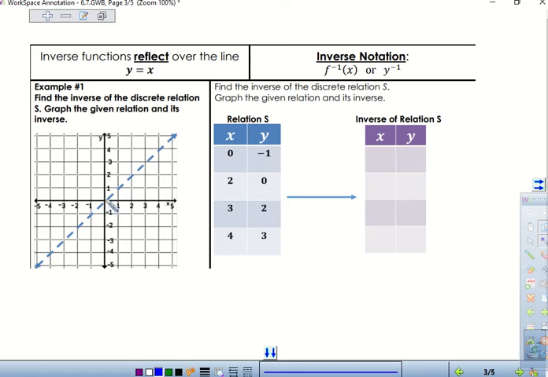So you're going to go ahead and plot those points. And you should end up with something that looks like this. And you can connect them if you want.